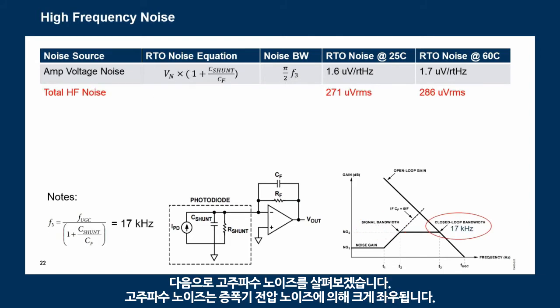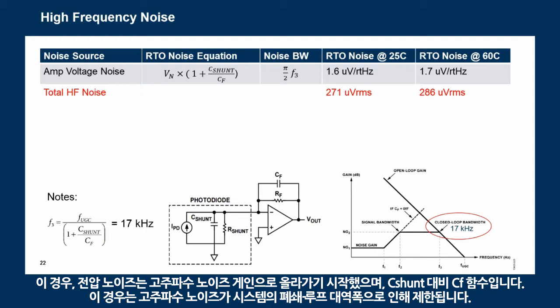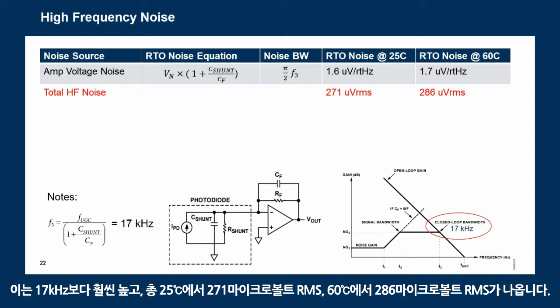Next, let us take a look at the high frequency noise. And you will see that the high frequency noise is largely dominated by the amplifier voltage noise. In this case, the voltage noise is going to be gained out by the high frequency noise gain, and it's a function of C shunt over CF. And in this case, the high frequency noise is going to be limited by the closed loop bandwidth of the system. It is really much higher at 17 kilohertz. And this gives us a total of 271 microvolt RMS at 25C and 286 microvolt RMS at 60C.